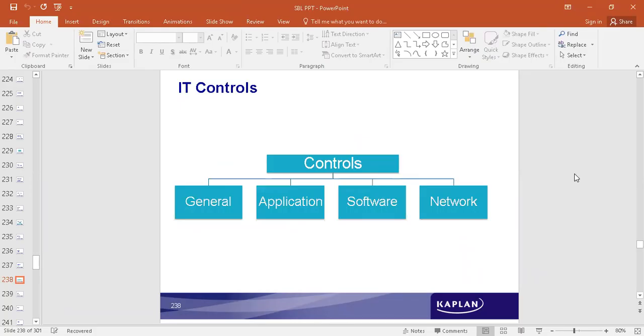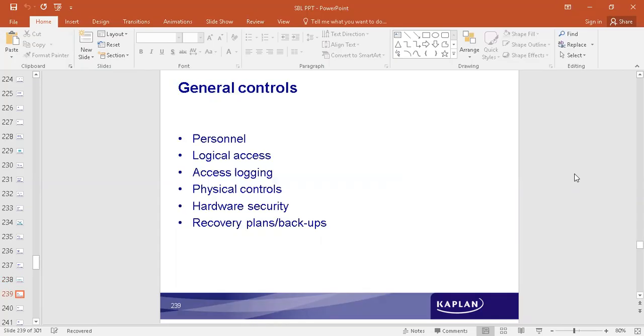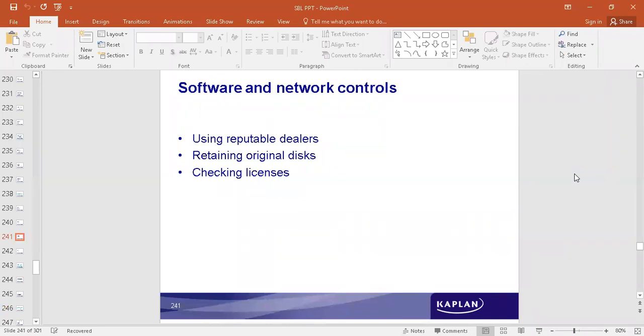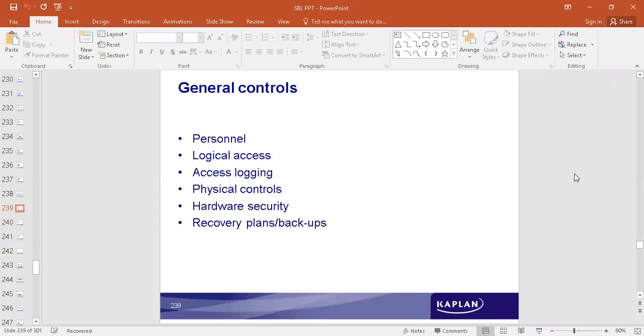What kind of controls can be put in to ensure that IT works properly? We have general controls, application controls, and software or network controls. General controls are about restricting people from using the IT, the devices, the systems. How can they be controlled? Only those intended users who require these systems to carry on with the work should be provided with the system.